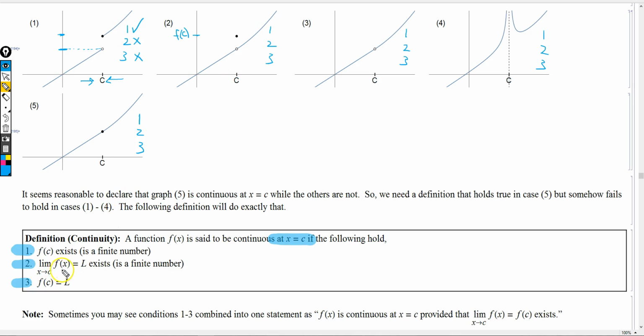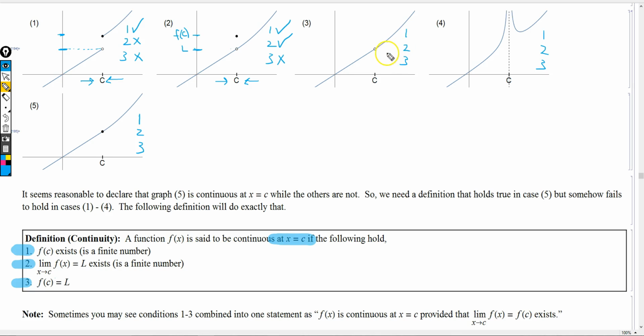Number 2, the limit as x approaches c of f of x. As I approach c from the left and from the right, my function is getting closer to this number right here on the y-axis. That would be the L. You see that as I move this way, the y values are getting closer to that number from both directions. So 1 is satisfied, 2 is satisfied. However, as you can see, f of c doesn't equal L, so 3 is not satisfied.